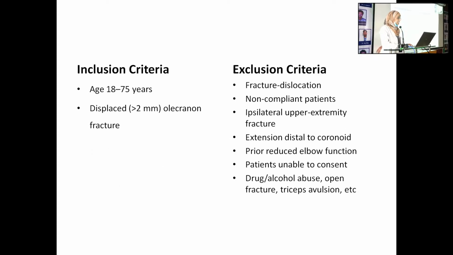Inclusion criteria: age 18 to 75 years and displaced fracture more than 2 mm. And exclusion criteria: fracture dislocation, non-compliant patients, ipsilateral upper extremity fractures, extension distal to coronoid, prior reduced elbow function, and patient unable to give consent, drug or alcohol abuse, open fractures, and triceps avulsion were excluded.